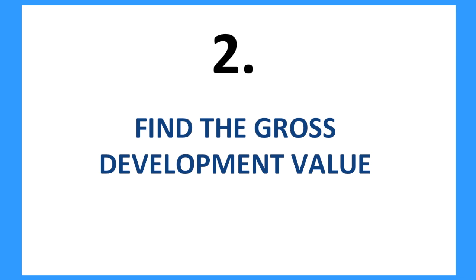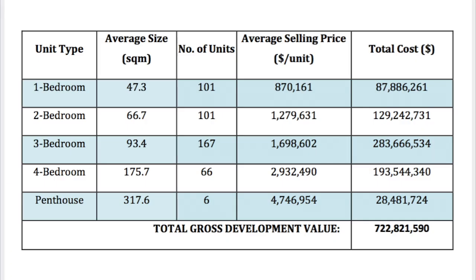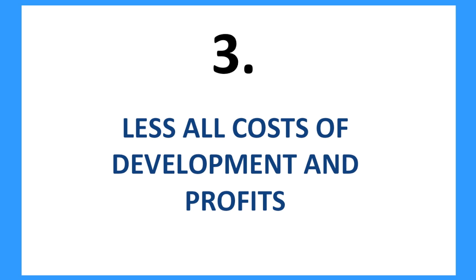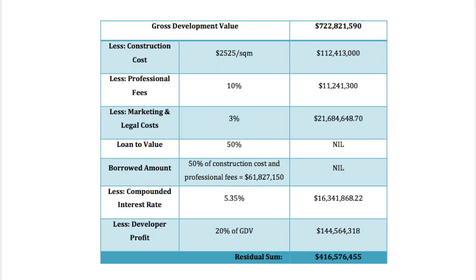Step 2. Find the gross development value, also known as the GDV. GDV is the expected value of the completed development. To get this, we can use another valuation method, such as the direct comparison method. Step 3. List all costs of development and profits. Cost includes the following. This will get us the residual site value.